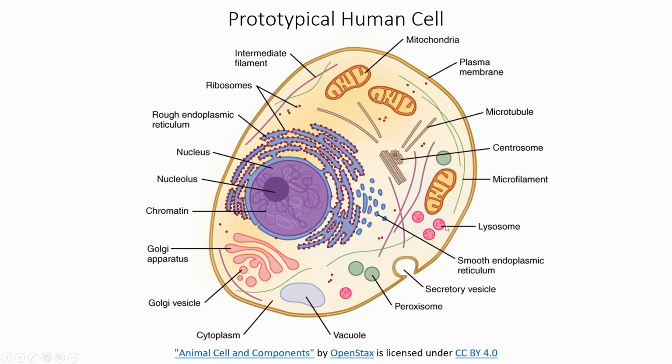We have lysosomes and peroxisomes. We have mitochondria. We have the centrosome, which is composed of two centrioles, and then various filaments: intermediate filaments, microtubules, and microfilaments to make up the cytoskeleton. And so we're going to talk about each of these.